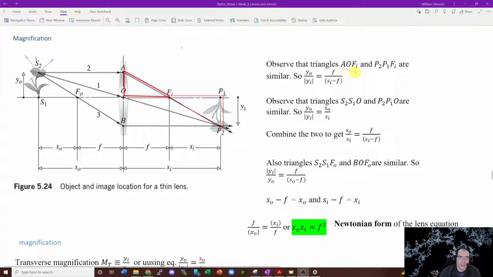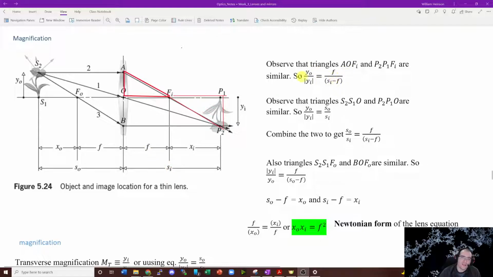So we observe that AOF, this triangle here in red, is similar to P2, P1, and F, this image triangle. And you can see that this distance from O to A is the height, y of the object. So y of the object, the magnitude since it's negative, over this must be the same ratio as f, which is this distance here, over the corresponding side of this triangle. So we do this over this, because we did this over this. So f, this distance here, over this distance here, which we called x, or we could call it s, the image distance minus the f.